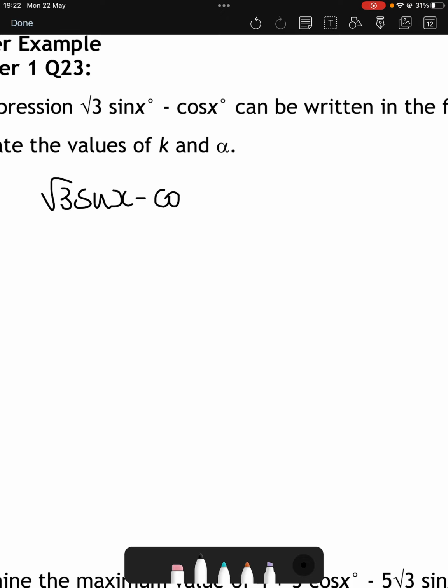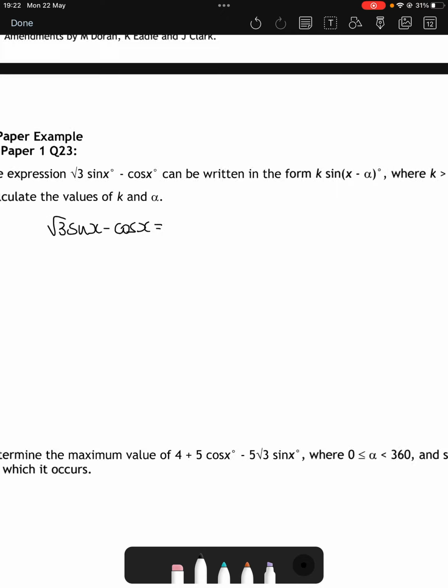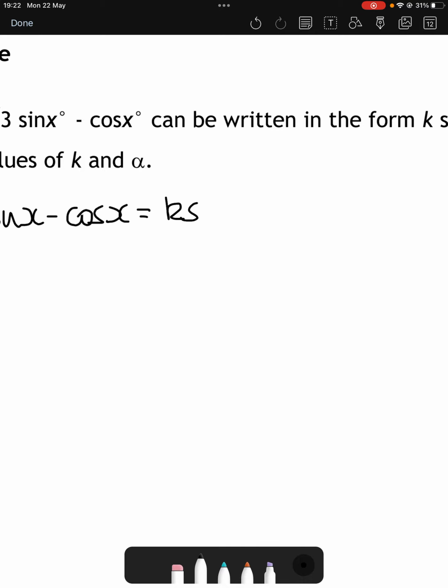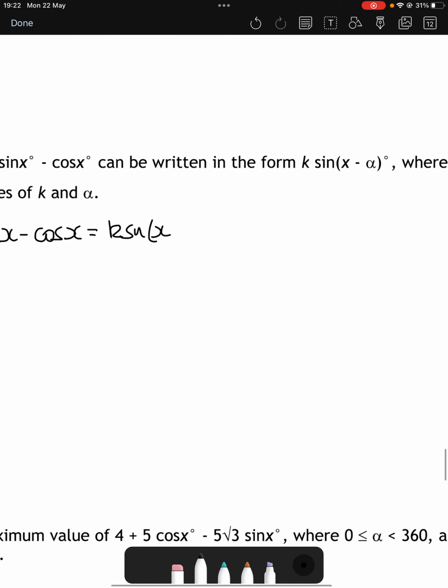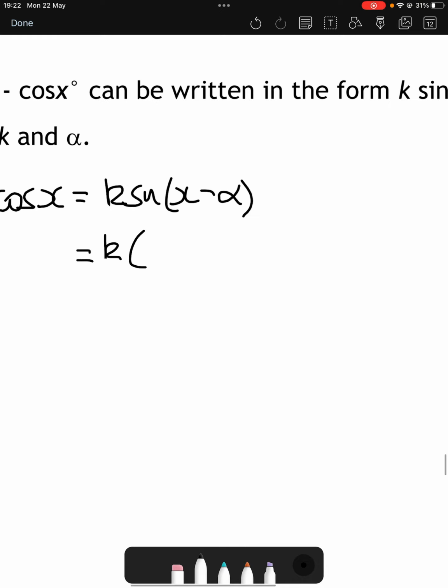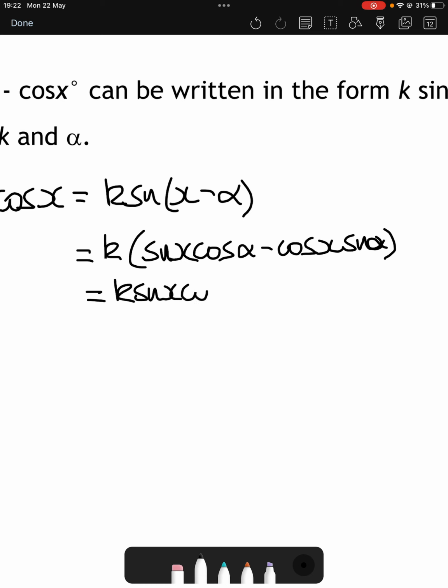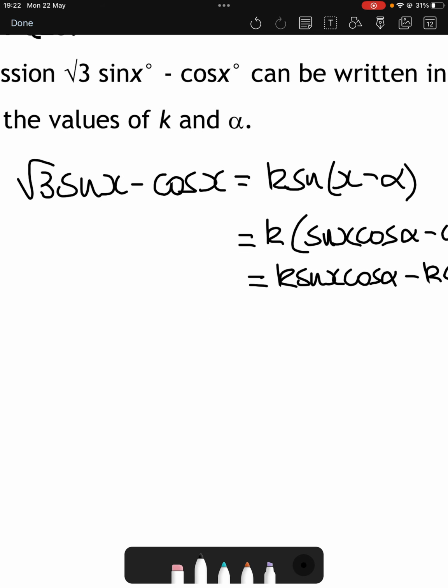But you can clearly see the question always looks like this: k sin(x minus alpha). Okay, so again, you would go to your formula sheet. Pick the correct expansion, copy it down carefully.